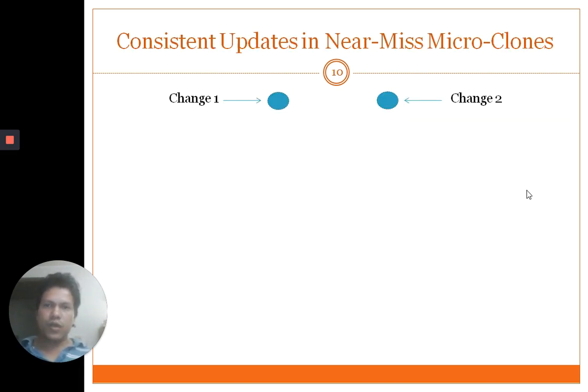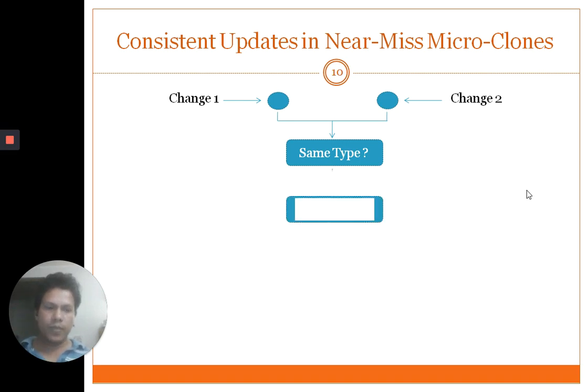This slide shows how we detect consistent updates in near-miss microclones. Let's say we have two changes, change 1 and change 2. We first determine whether the changes are of the same type. We detect changes using the Unix diff tool. This tool outputs three types of changes: additions, deletions, and modifications. We determine whether change 1 and change 2 both are additions, deletions, or modifications.